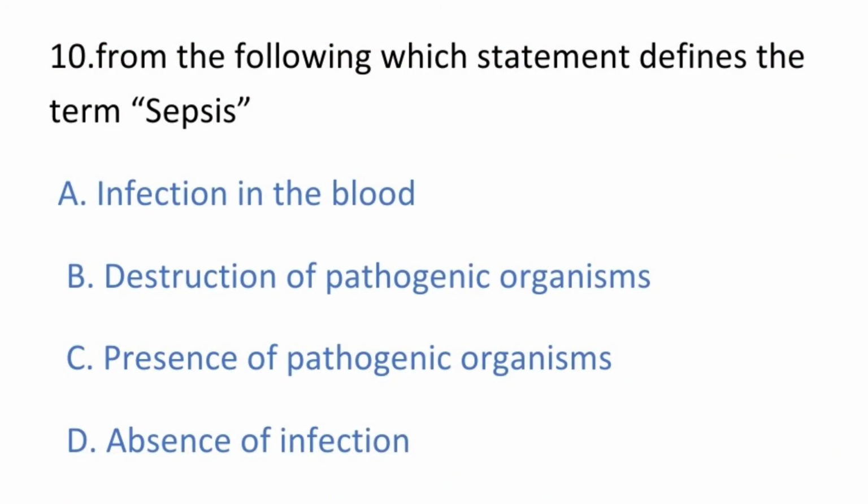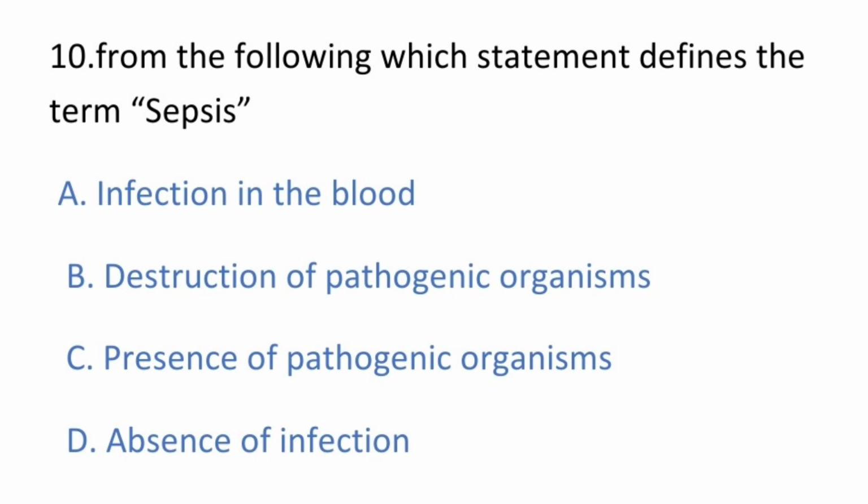Finally, question number 10. From the following, which statement defines the term sepsis? Options are number A, infection in the blood, number B, destruction of pathogenic organisms, number C, presence of pathogenic organisms, and number D, absence of infection.